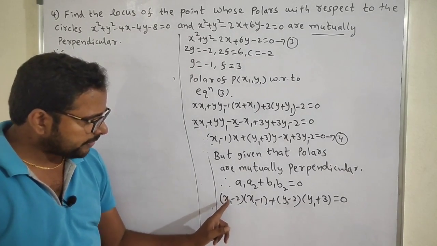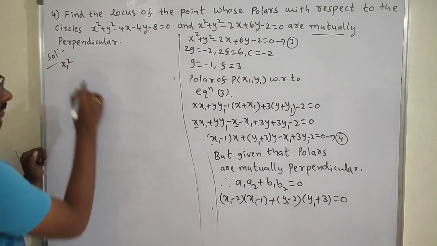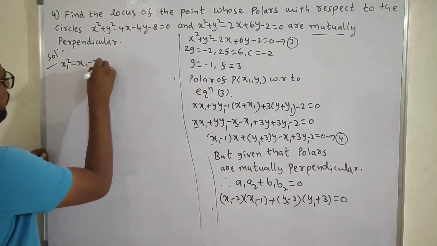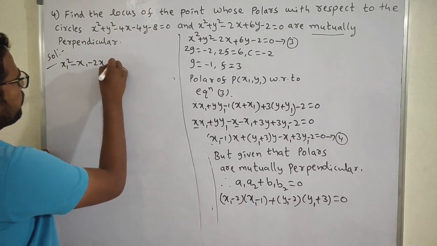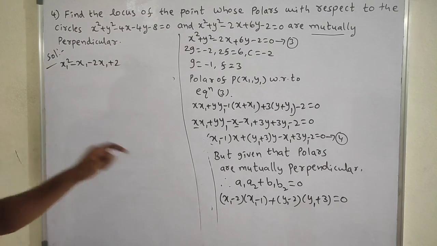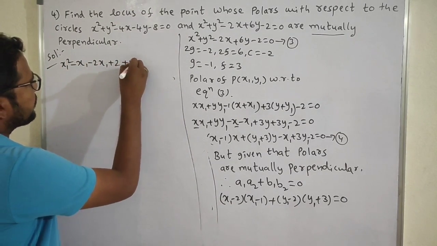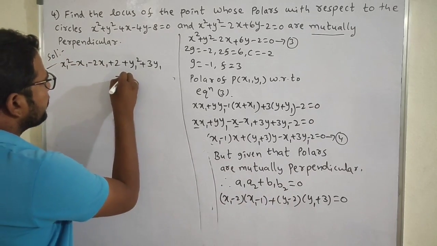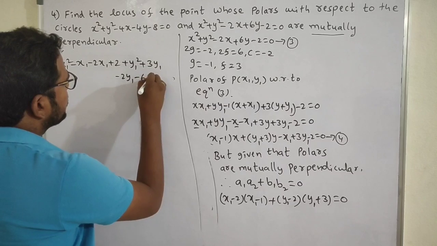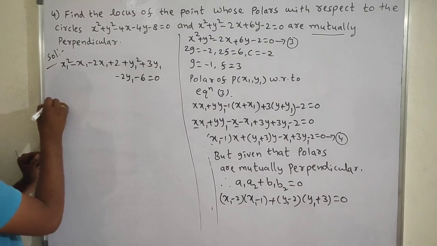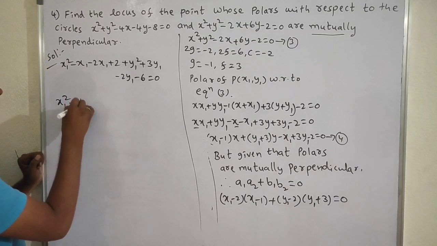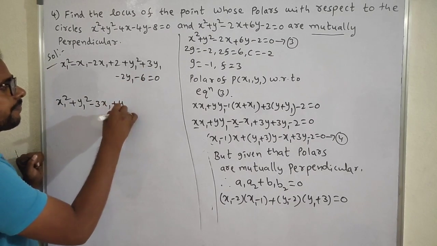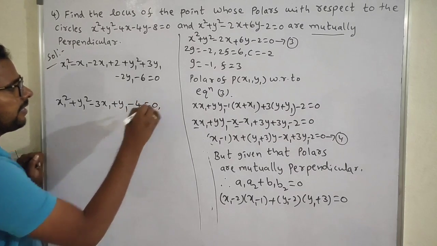Let us simplify totally. So x1 into x1 is x1 squared; x1 into minus 1 is minus x1; minus 2 into x1 is minus 2x1; minus 2 into minus 1 is plus 2. Next, y1 into y1 is y1 squared, both are plus so I write y1 squared; y1 into 3y1... minus 2 into y1 is minus 2y1, minus 2 into 3 is minus 6. Add like terms: x1 squared, plus y1 squared, minus x1 minus 2x1 gives minus 3x1, plus 3y1 minus 2y1 gives plus y1, and 2 minus 6 is minus 4, equals 0. This is the required equation of the locus.